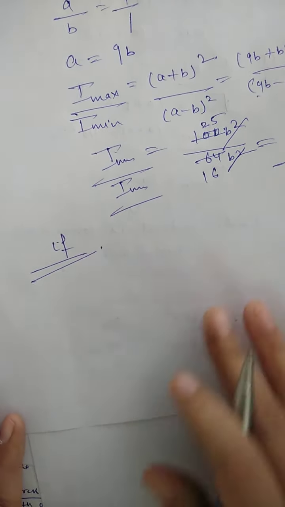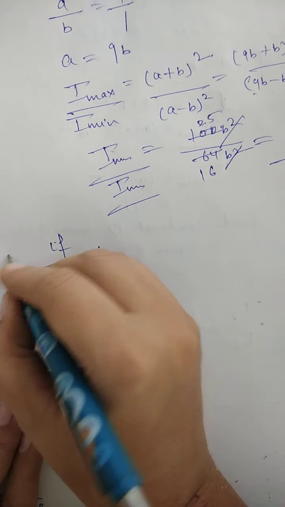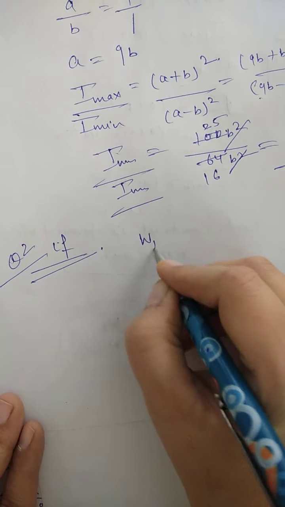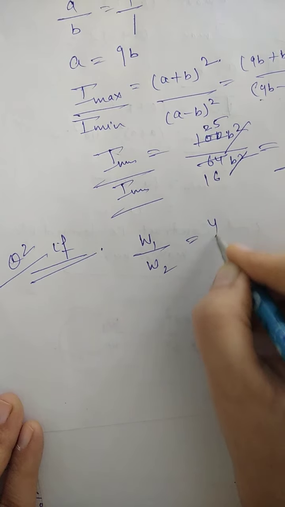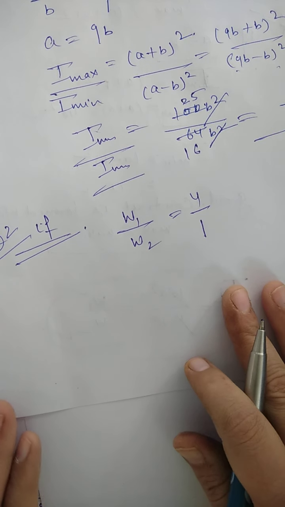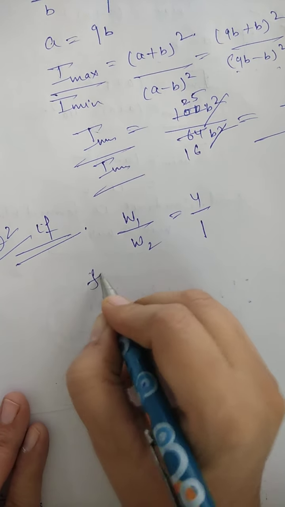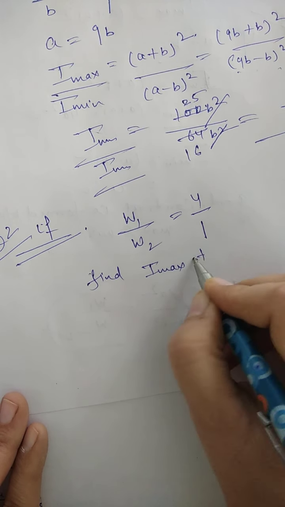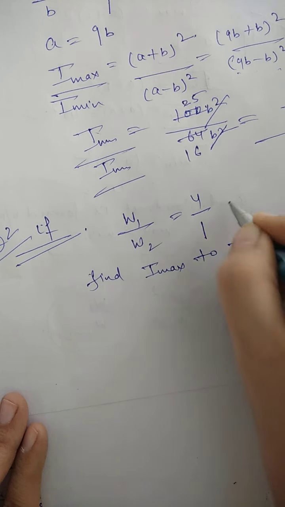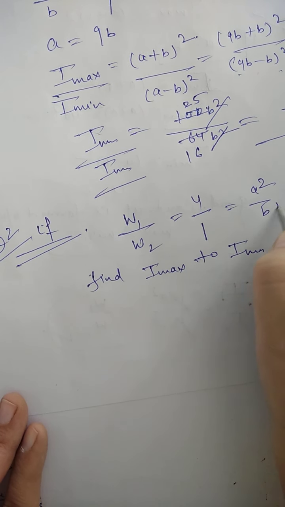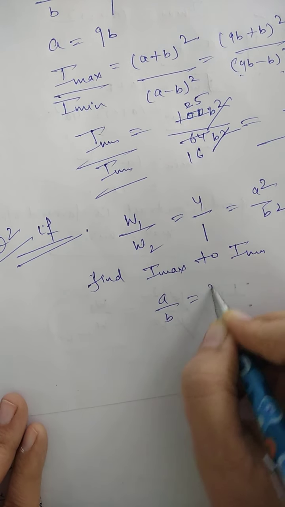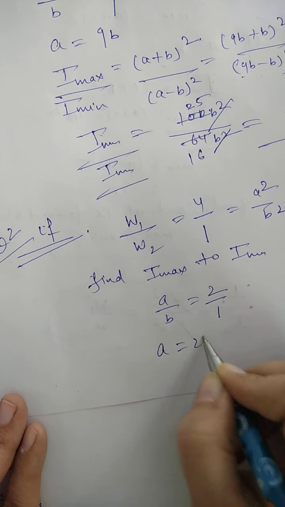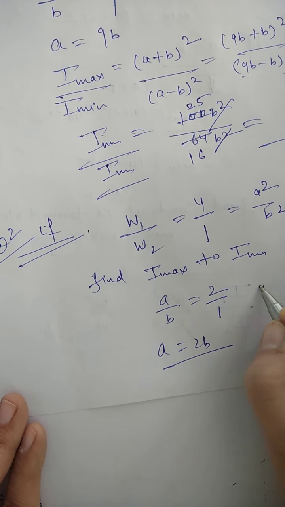Now the next we have to find the ratio. Second question is, if the ratio of the width of the two slits is given by 4:1, अगर width slits ratio 4:1 है, तो find the ratio of I maximum to I minimum. Again आप कैसे करोगे? Same formula. This is A square upon B square. तो A upon B कितना हो गया? This is equal to 2/1. तो A equal to 2B हो गया.